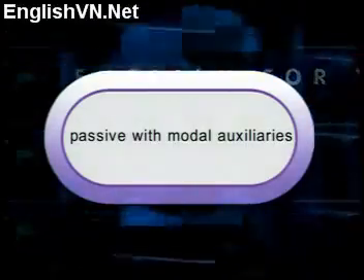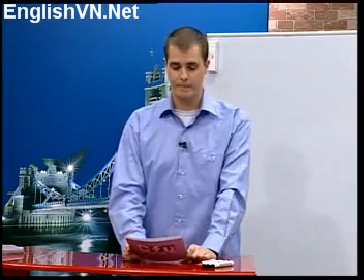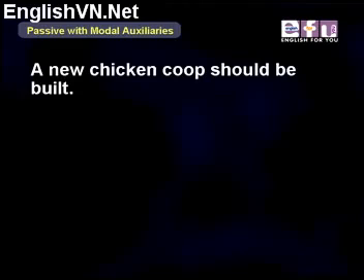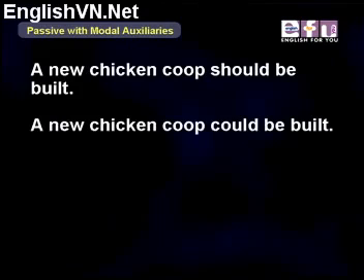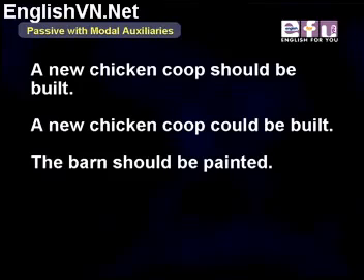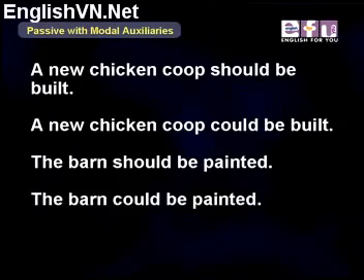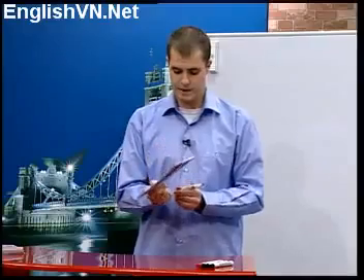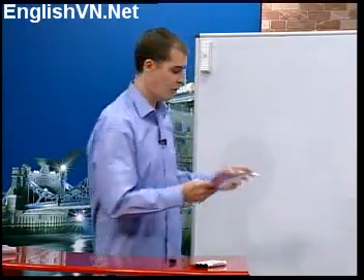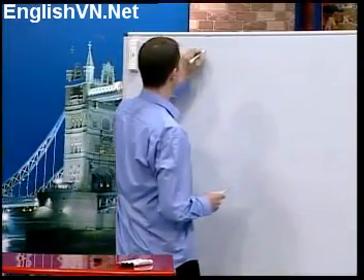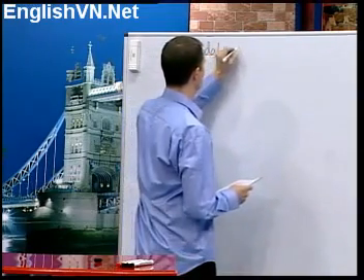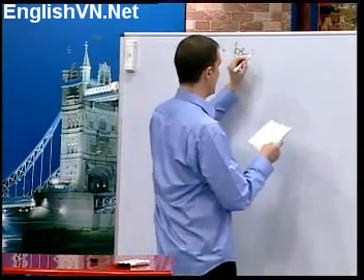Passive with modal auxiliaries. Let's look at some modal auxiliaries using the passive voice. Take a look at these sentences on your screen. A new chicken coop should be built. A new chicken coop could be built. The barn should be painted. The barn could be painted. Now, to form the passive voice using modals, we use this form. Modal plus be plus past participle.